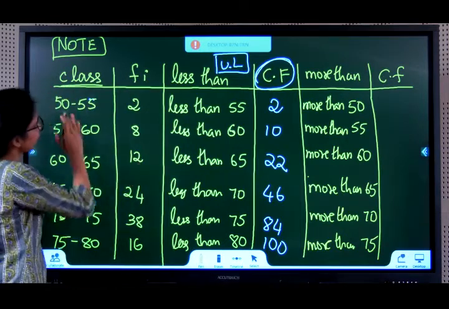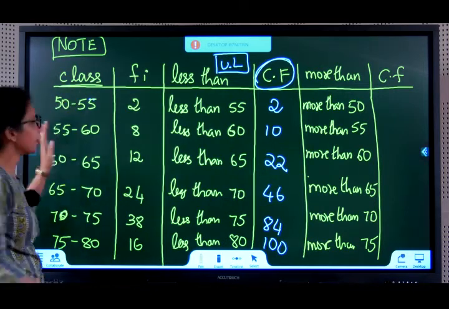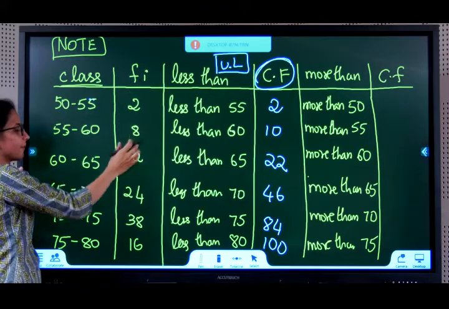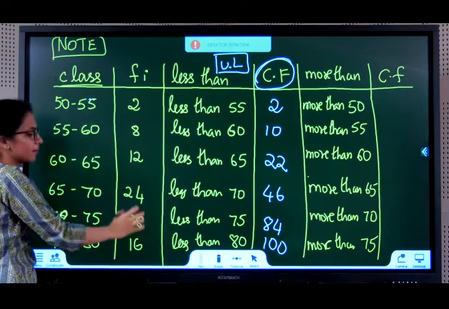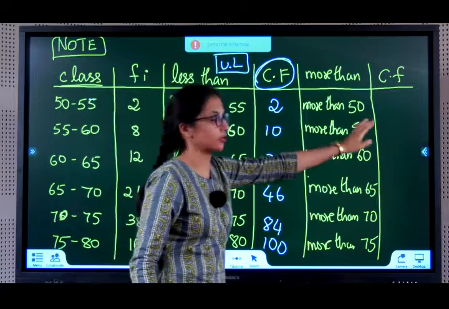So if I want to start more than 50, more than 50, how many students scored? These people scored more than 50. This is also more than 50. Basically, everybody scored more than 50. So you have to add everybody and put it here.